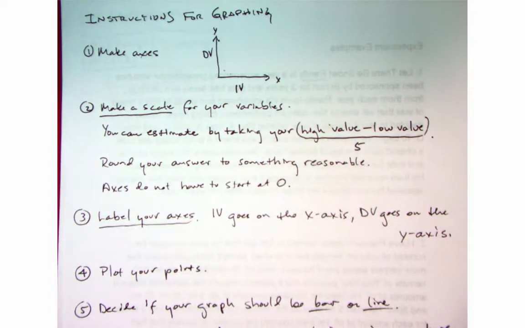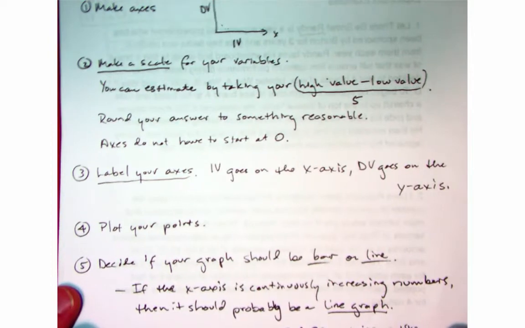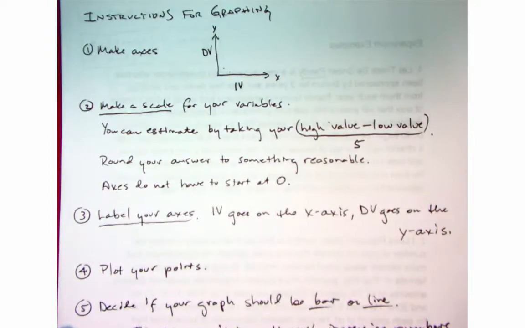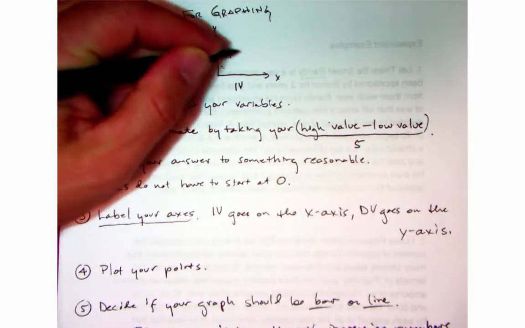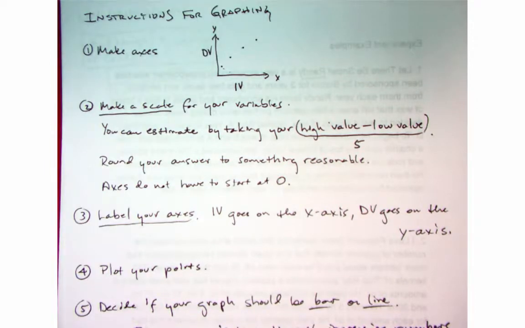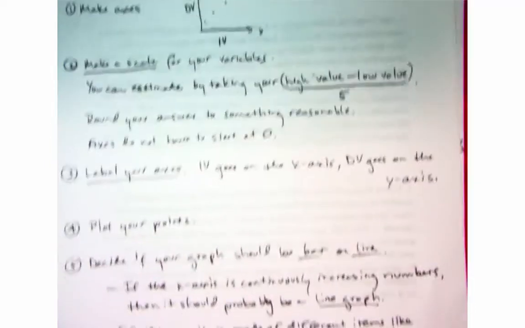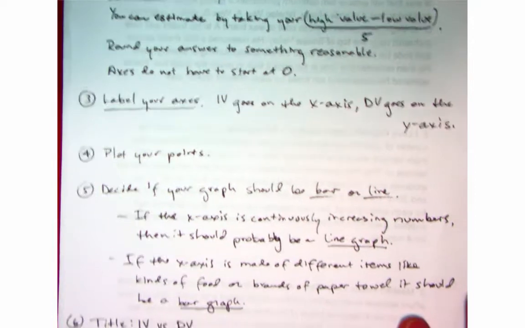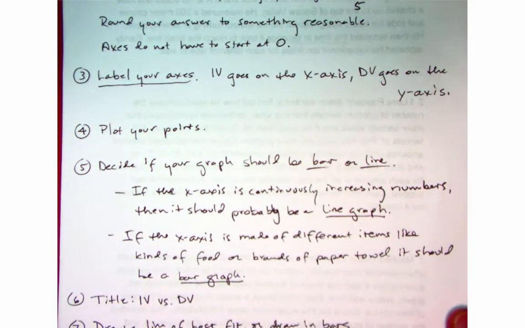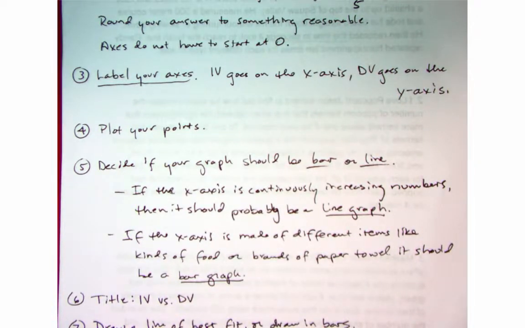Step 4, we want to plot our points. So, we may have something that looks like this. And then step 5, we have to decide, is this graph a bar graph or a line graph? A lot of times I see students just make everything a bar graph or make everything a line graph. And that's not what you're supposed to do.